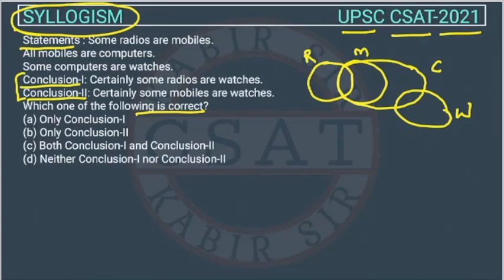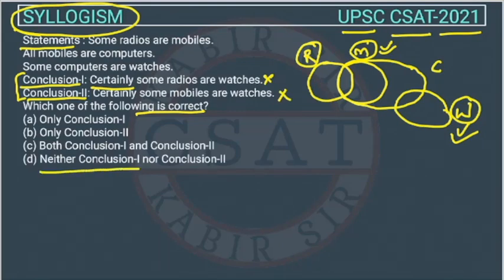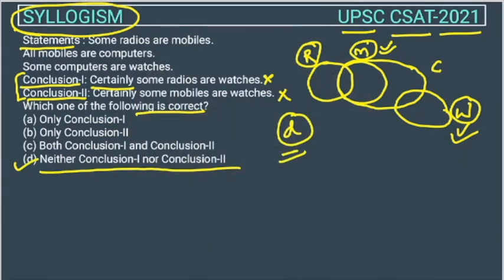So now, certainly some radio are watches. This is radio and this is watch. So this conclusion is saying certainly some radio are watches. We don't know that, right? So this is wrong. Certainly some mobile are watches. This is mobile, right? And this is watches. There may be some relationship between mobile and watches, but we don't know the relationship between these, right? Because this is not given. So we cannot draw this conclusion also. So this conclusion is also wrong, right? So the answer will be neither conclusion first nor conclusion second, right? So the answer of this question will be option D.